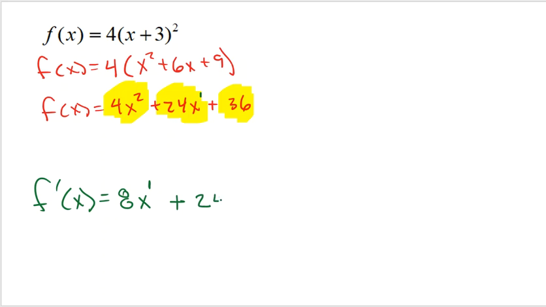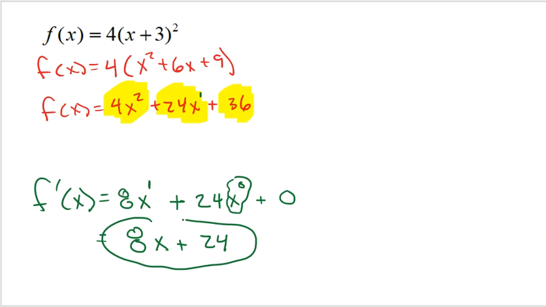24 times 1 is 24. My new power is x to the 0. You can write it if you want, as long as you clean it up in a moment. And what's the derivative of a constant number like 36? 0. That was the very first rule we learned. And then obviously I'm going to clean this up. My final answer is 8x plus 24. Anything raised to the 0 is always 1, so that's why you just get 24. And there's my derivative. I mean, I cannot make this easier.